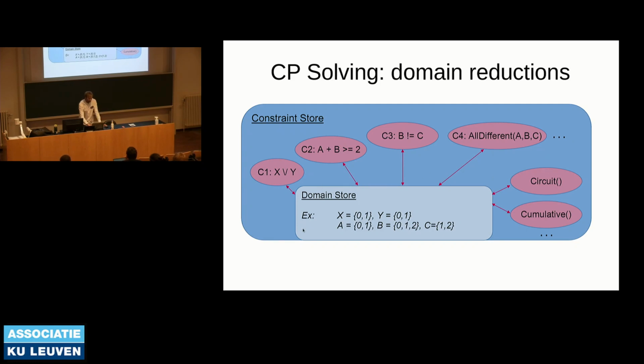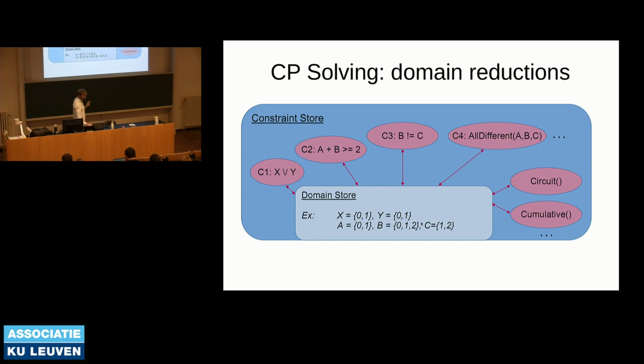And what does it do? Well, the other thing it has is a domain store. The domain store represents, for every decision variable, what the allowed values are that the variable can still take. For Boolean variables, it's just a 0 or a 1. For other variables like this B, it can be a 0, a 1, or a 2. That domain store is really at the center of it, and the constraints will reason about their specific constraint and that domain store. And they will actually eliminate values.